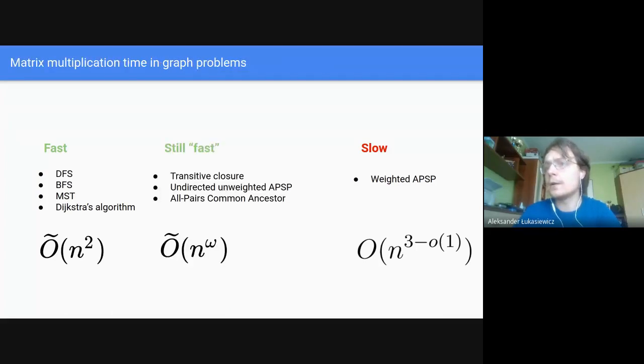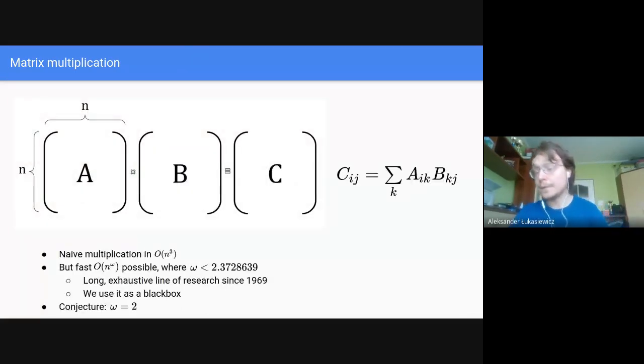On the other hand, there are numerous examples of graph problems that can be solved using some kind of matrix multiplication routine. So these algorithms run in time n^ω, where ω is the exponent of the best known matrix multiplication. And we will also consider them fast, since ω is pretty close to 2.